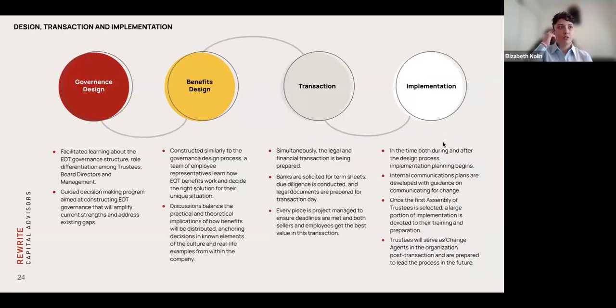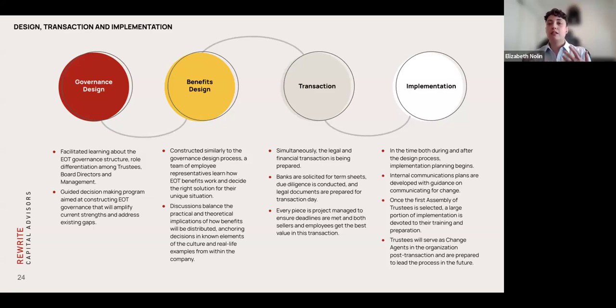Yeah, so not to confuse you, even though we've broken it down as 3 steps in the previous slide, we've pulled it apart into 4, really to illustrate the difference between governance and benefits design. Typically that happens together, but what we want to do during that phase is really walk clients through a facilitated learning process about EOT governance. So take what we just went through in terms of the ABCs and multiply that and go through different examples.